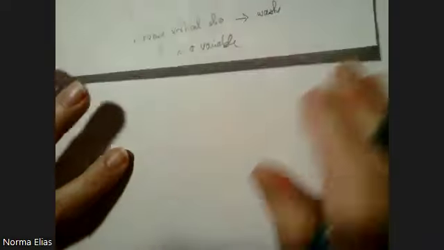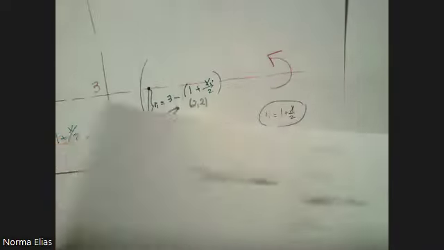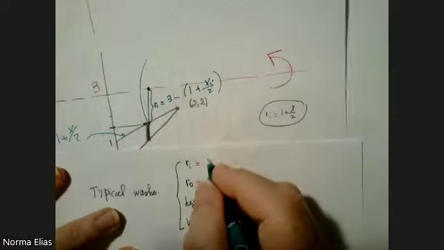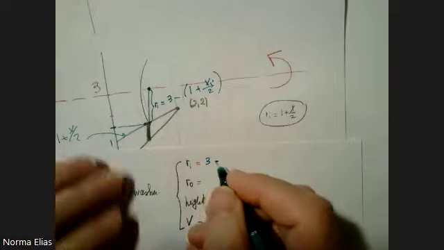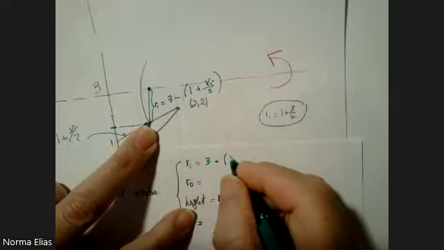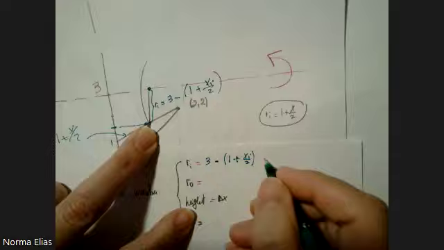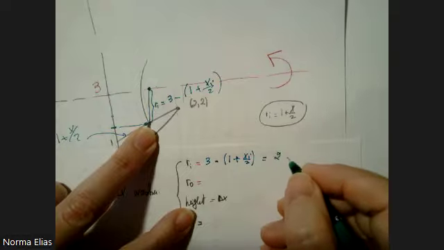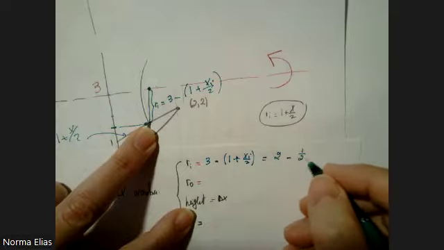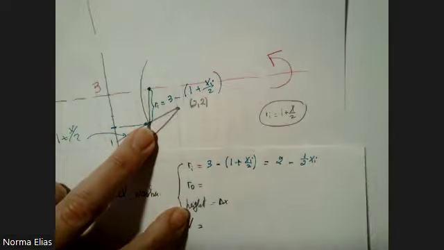So my inner is 3, the upper value, minus this value here, 1 plus xi over 2, which we're going to simplify, as your classmate said, it's 2 minus a half xi.